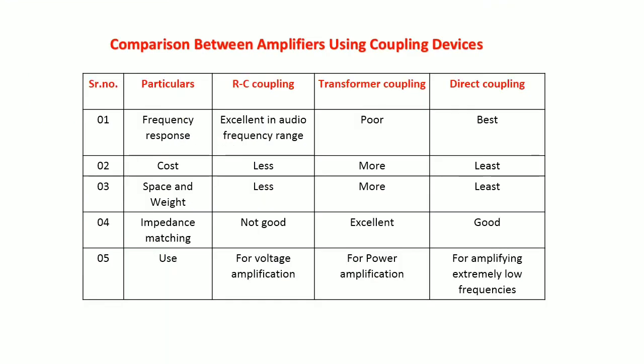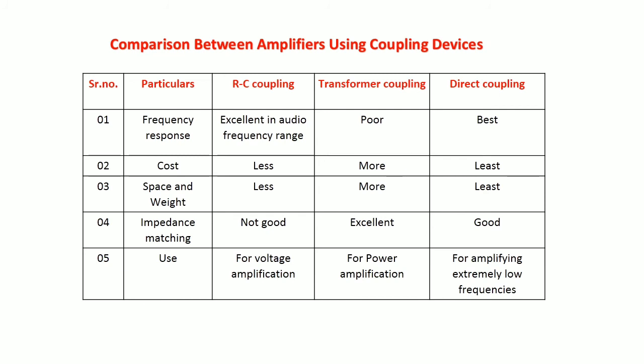Now here we will make a little comparison between all these amplifiers using the coupling devices. The first parameter is frequency response. For RC coupling it is excellent. For transformer coupling it is poor, and for direct coupling it is in the middle of these two, that is best. The cost of the RC coupled amplifier is less, the transformer coupling is more, and the direct coupling is less because very few components are used in direct coupled amplifiers.